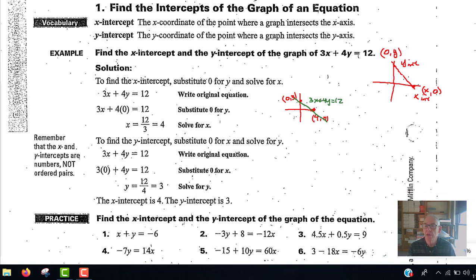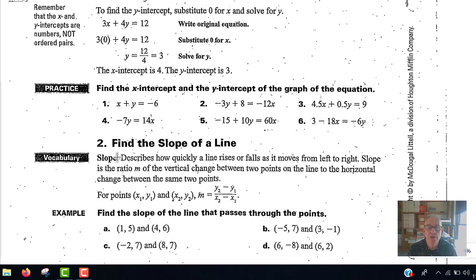The easiest way to think about doing this, rather than doing the whole substitution, is I call it putting your thumb over it. Let's look at number 1. If I put a 0 in for x, x actually isn't there anymore. I just have y is equal to negative 6. So this would have the y-intercept at negative 6. I do the same thing for the x-intercept. I put my thumb over, or ignore, the y part, and I've got x is equal to negative 6, which means the x-intercept is also negative 6. And when I draw the line between those, I've got the graph of x plus y is equal to negative 6.